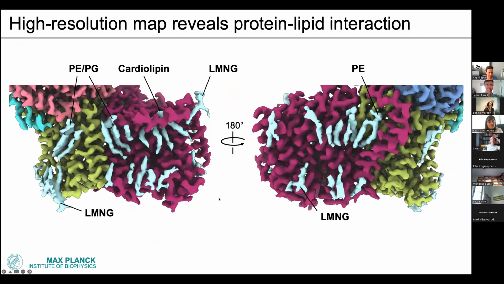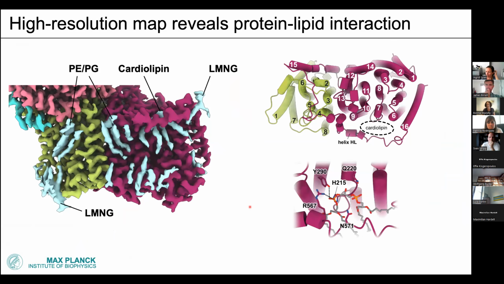So we were able to build in some lipids, including a cardiolipin here that's being embraced by the antiporter-like subunit HIC-C. You can see here the cardiolipin sits inside the C-terminal part of the antiporter-like subunit.